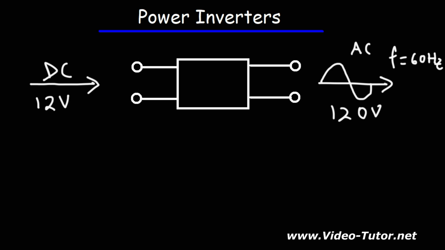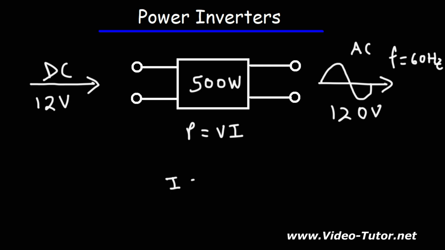Now, one of the most important considerations when you're looking at an inverter is the wattage, how much power it can handle. So let's assume this is a 500 watt inverter. Well, what does that mean? Well, we know that power is equal to voltage times current. So for a 500 watt inverter, at the input, we can calculate approximately how much current is going to be flowing into this device.